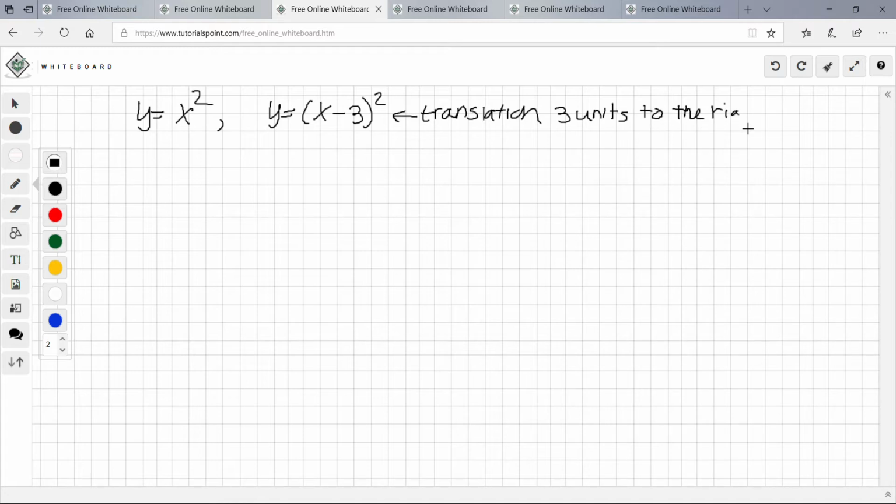Well, you're probably thinking, why not 3 units to the left, right? Well, it's actually always the opposite, and if you ever get confused, you can look at the inside of the x minus 3 and set that to 0. So I add 3. So we know that it's 3 units to the right because it's positive. So yeah, it's always the opposite. So let's start graphing it.